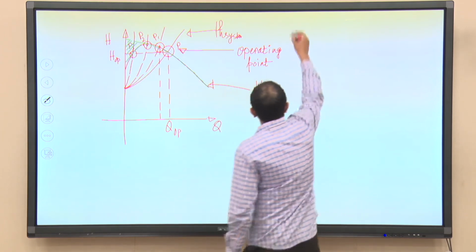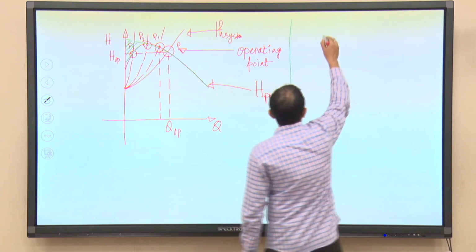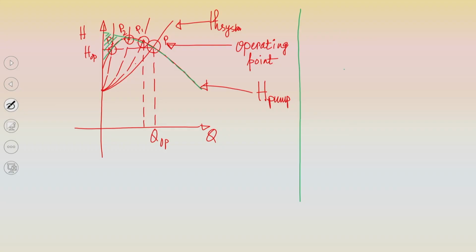So, if we have understood correctly, our objective should be to have a system resistance curve. So, this is the pump curve H-Q. Our objective is that we should have a curve like this. So, this is most desirable.